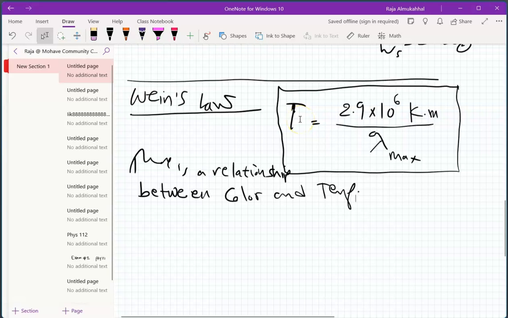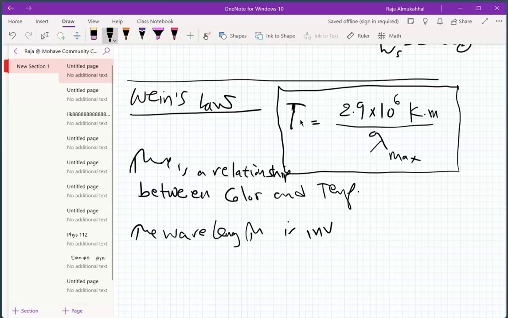For example, we could say the wavelength is inversely proportional to the temperature of the body.